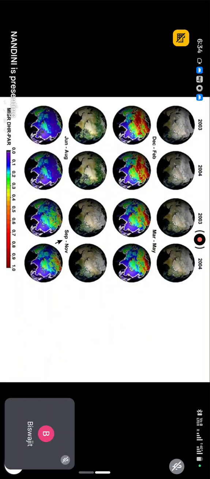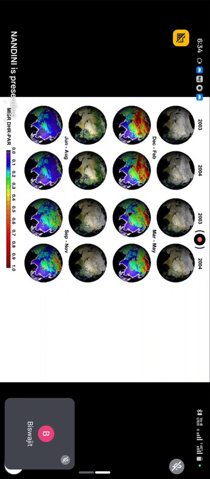So here, during December to February, which is mostly the winter period, you can see over the polar regions there is very high albedo. The red in the color bar basically shows high values of albedo. So you can see the polar regions have very high albedo, and the oceans are seen as very dark regions with very low albedo. And as we go to the March to May period, the albedo is kind of decreasing.